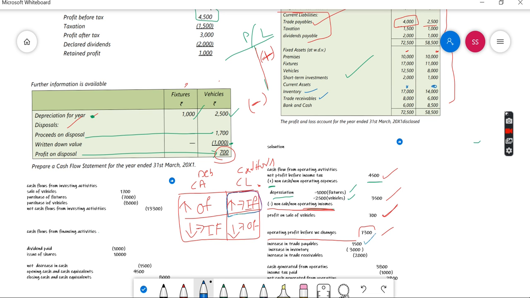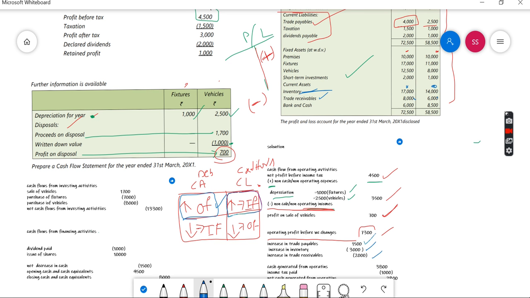Previously inventory was 14,000. Now it is 17,000. That means 3,000 has been increased. Inventory is a current asset. Increase in current asset, what happened? It is an outflow. So 3,000 outflow, so put it in bracket figures, right? Then trade receivables. It was 6,000. Now it is 8,000. That means an increase in trade receivables. Again, increase in current asset, so it's an outflow. So put it in bracket figures.